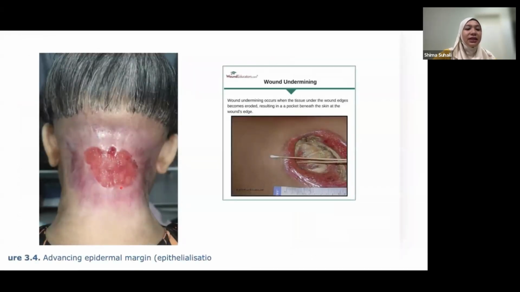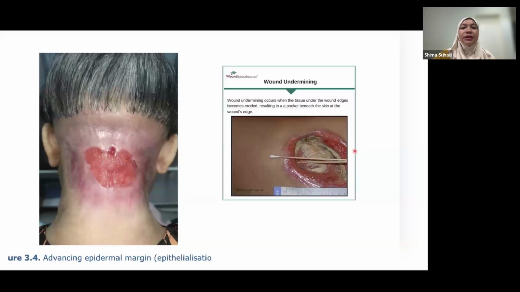Okay, and then you have to check whether there's an advancing epidermal margin. Okay, inilah contohnya advancing epidermal margin. So you can see the wound become shallow. The wound edge is very shallow, malah boleh katakan macam bersambung dengan dia punya wound bed.